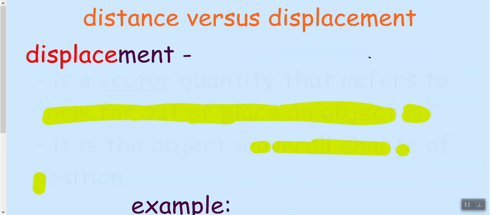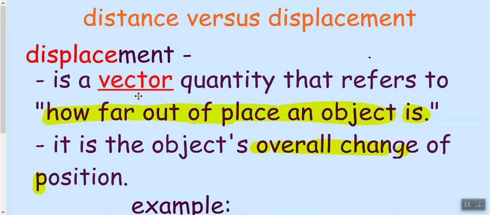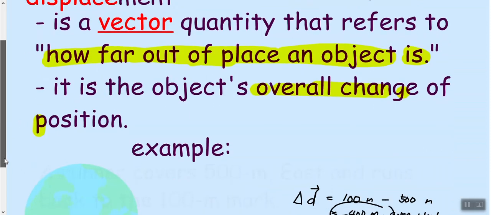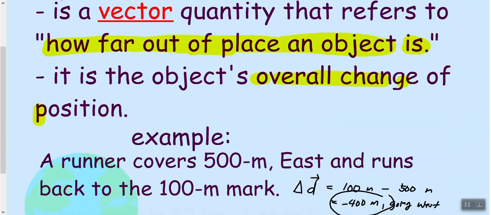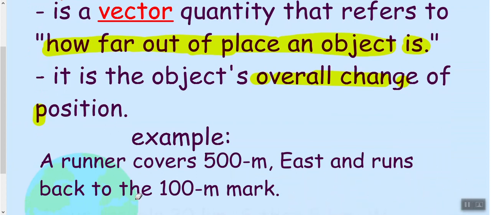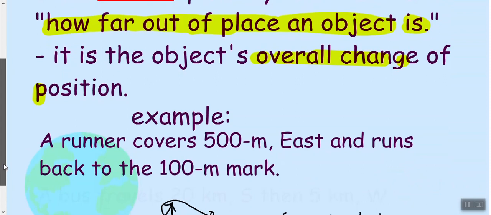So what about displacement? Displacement is a vector quantity again. It gives us the idea that we are going to look at the overall change of position. So we're always going to refer from where you started the motion, so how far out of place the object is. So you have an example here, and we're trying to find the displacement of this runner. The runner covers 500 meters east. It went east, so that's positive. So it moved 500 meters positive.